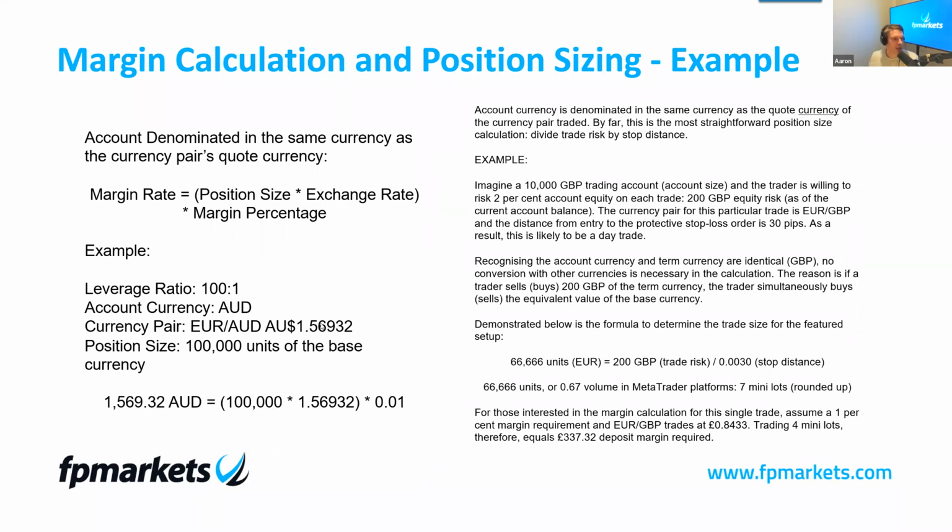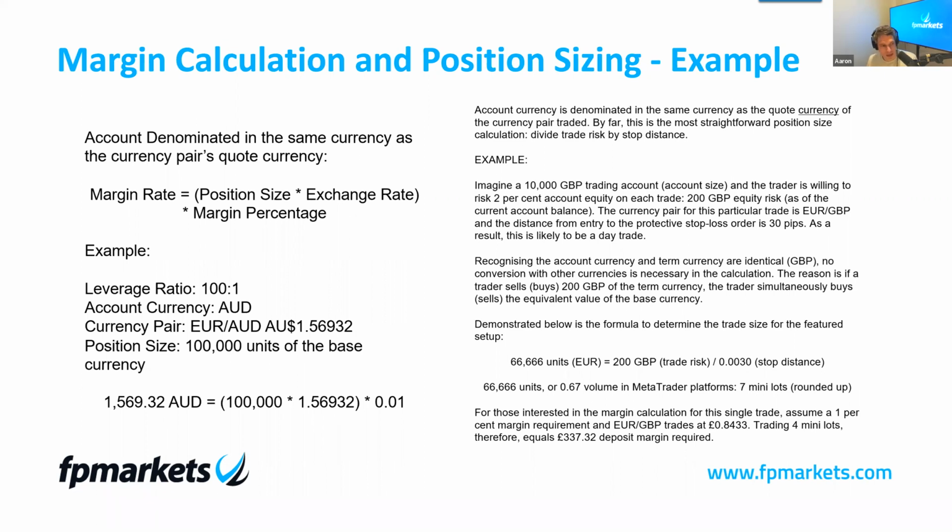So demonstrated below is the formula to determine the trade size for the featured setup. So again, remember, divide trade risk by stop distance for account currencies denominated as the same currency as the quote currency. £200 trade risk, we found that out there. That's our equity risk, divided by 0.0030. That's 30 pips, guys. That's our stop distance, and that will give us 66,666 units. Now, if your broker offers you a tab where you can put the units in, you could input this directly, 66,666 units, and that will keep your risk to £200.